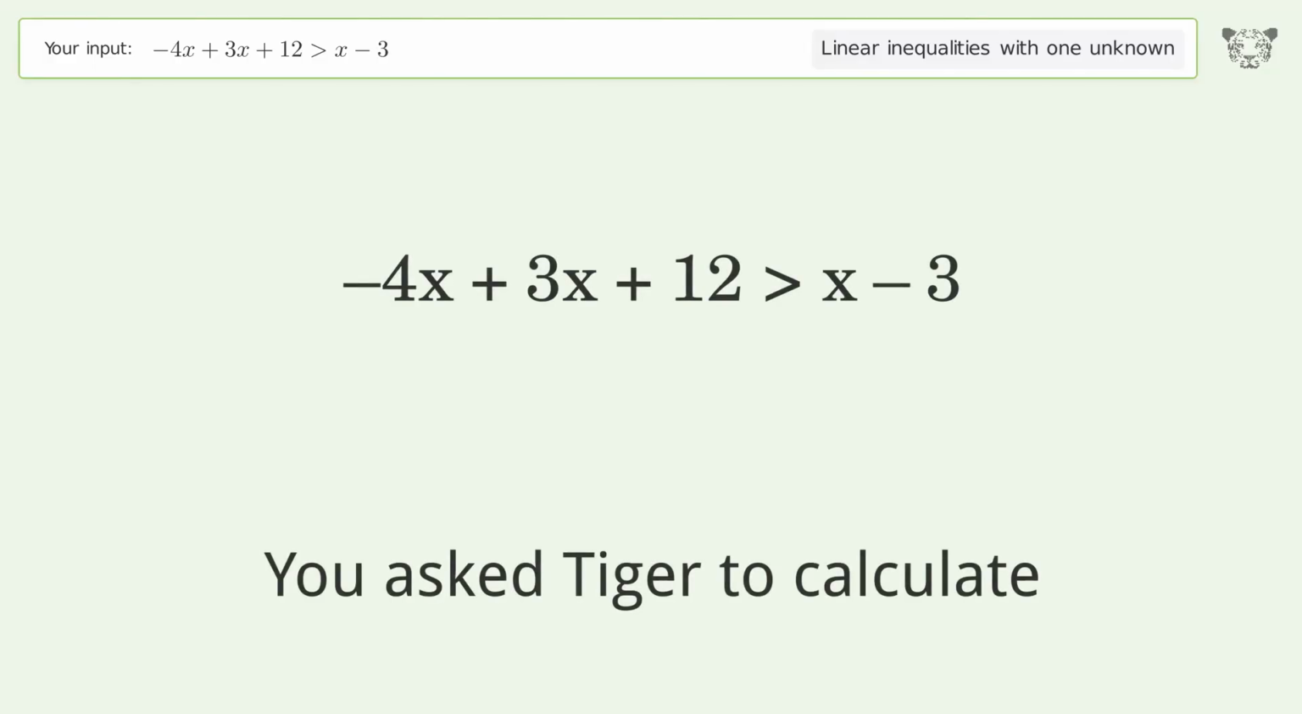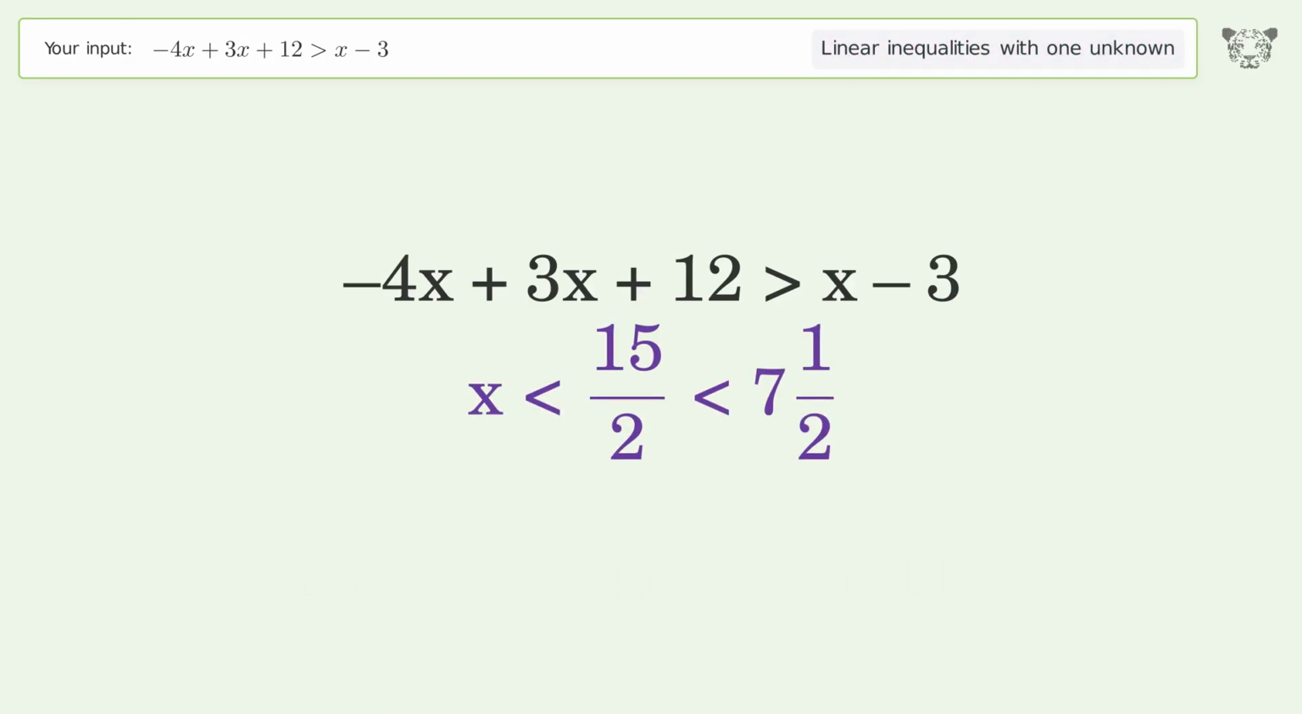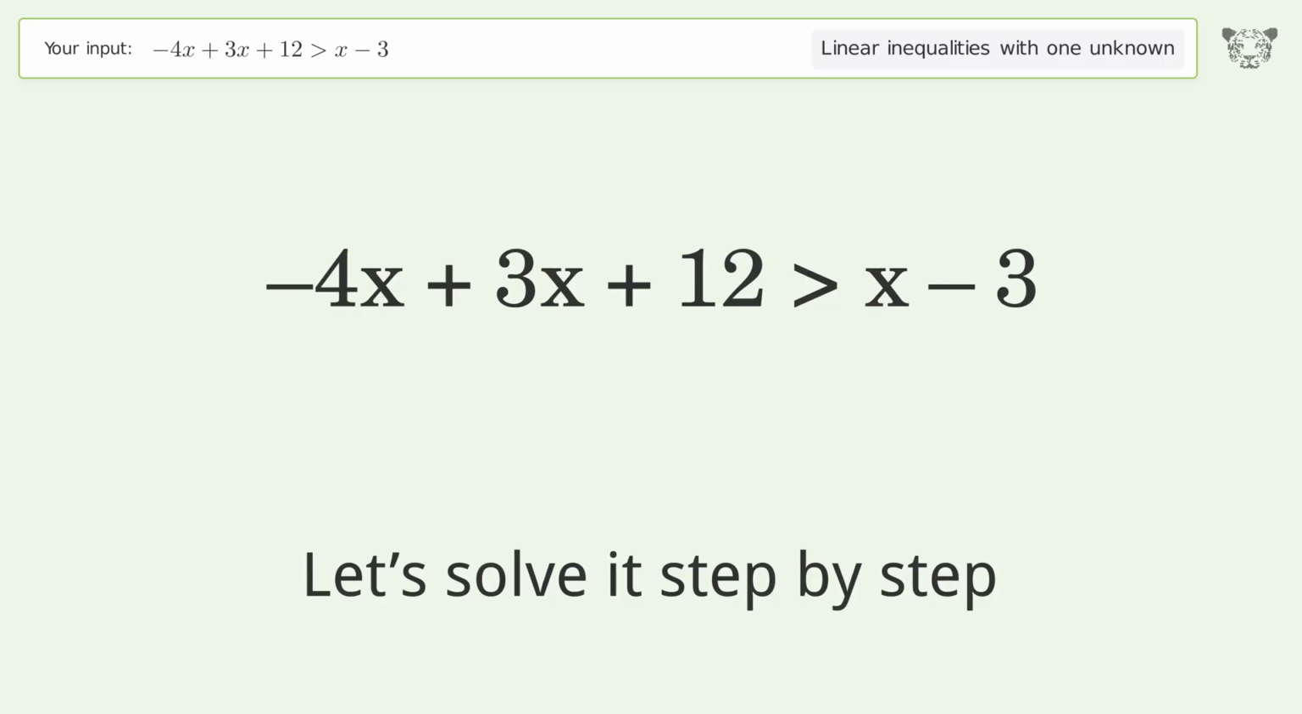You ask Tiger to calculate. This deals with linear inequalities with one unknown. The final result is x smaller than 15 over 2 smaller than 71 over 2. Let's solve it step by step.